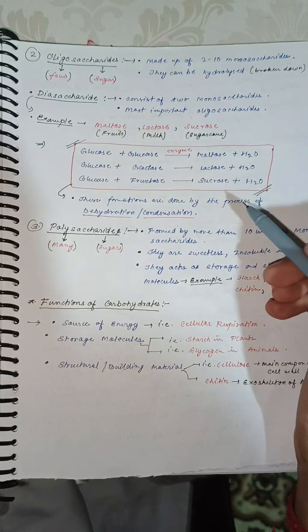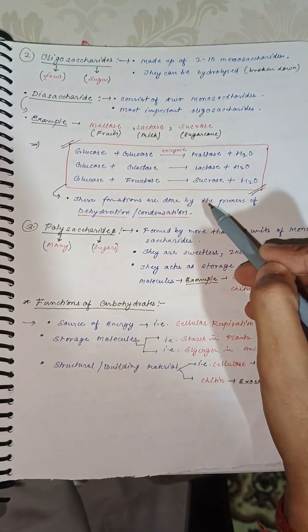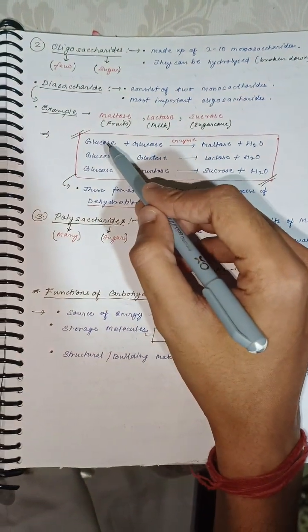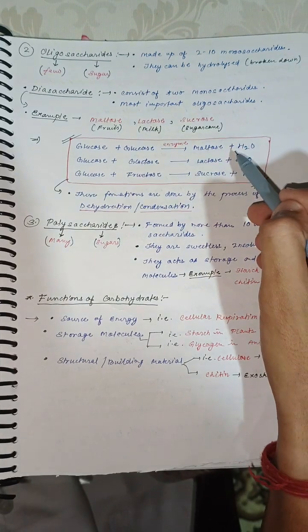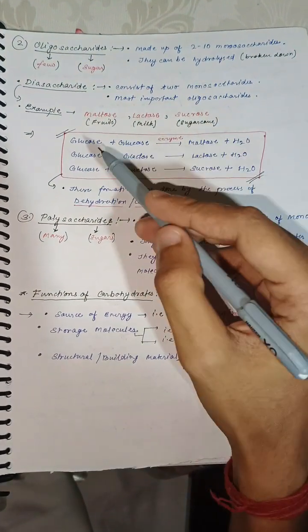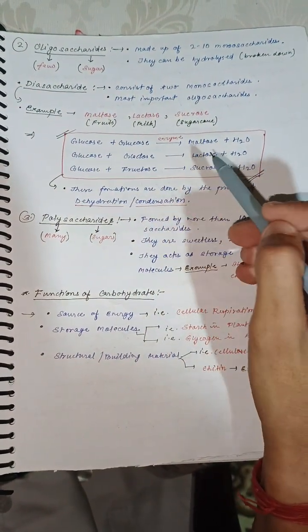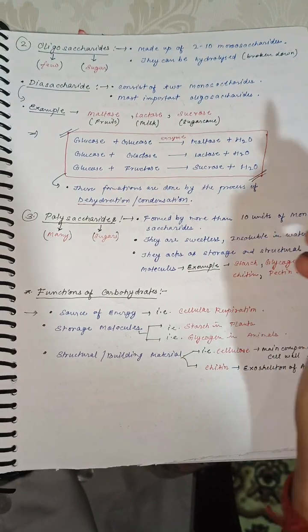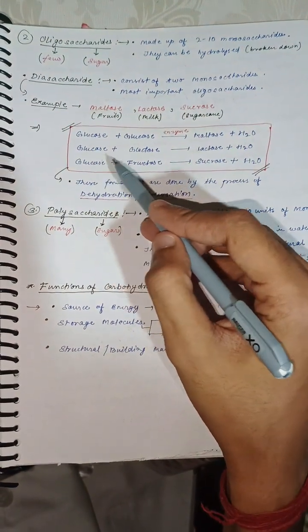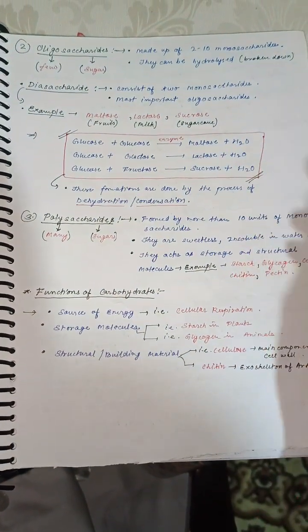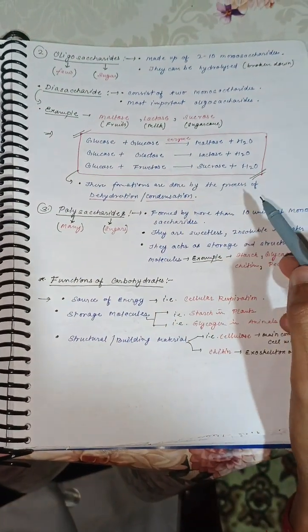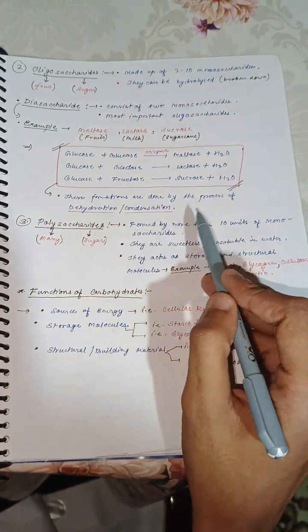These formations are done by the process of dehydration and condensation. Like if we add glucose to glucose, it gives maltose plus H2O. And if we add glucose plus galactose, then it will give lactose plus water. And glucose plus fructose will give sucrose plus water. And these formations are done under dehydration and condensation.